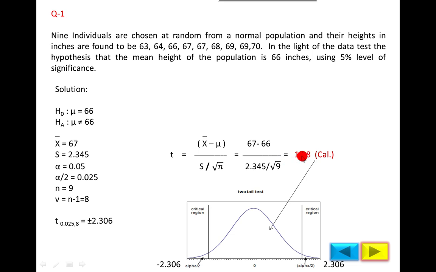1.28 is the calculated t value, and it lies between 2.306 and minus 2.306, in the acceptance region. So we will accept the null hypothesis and conclude that. What is the conclusion? The question is, test the hypothesis that the mean height of the population is 66 inches. So we will conclude that the mean height is 66 inches.